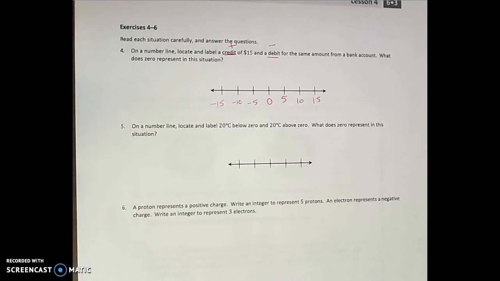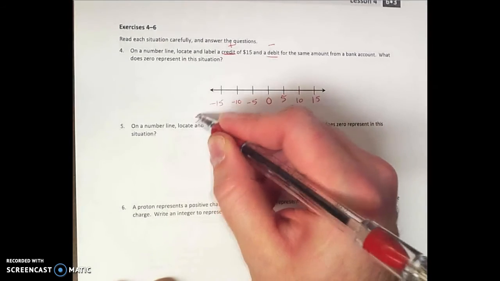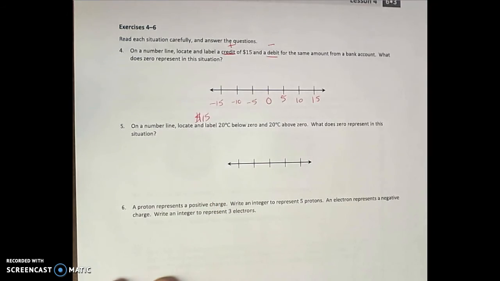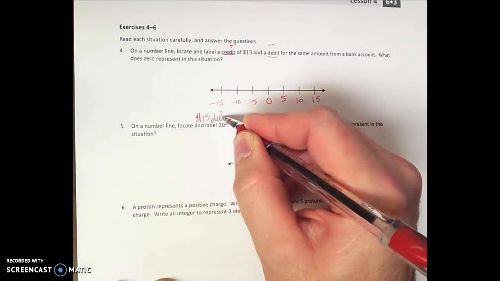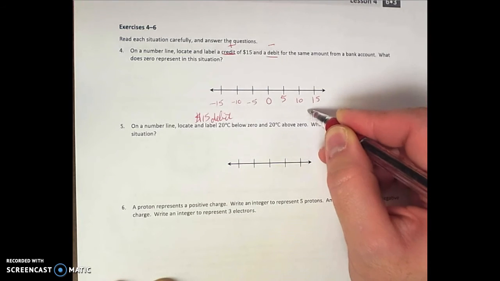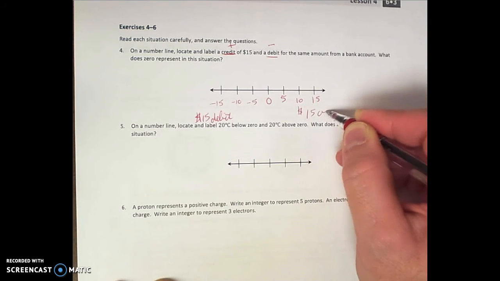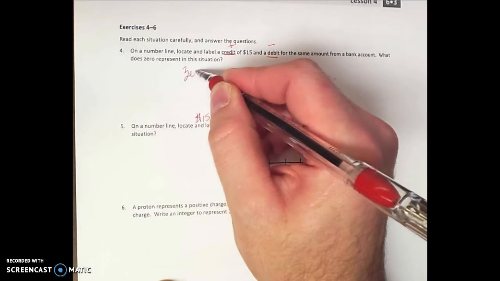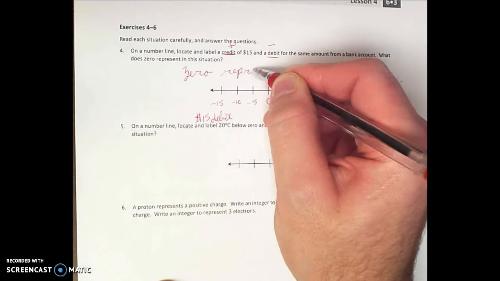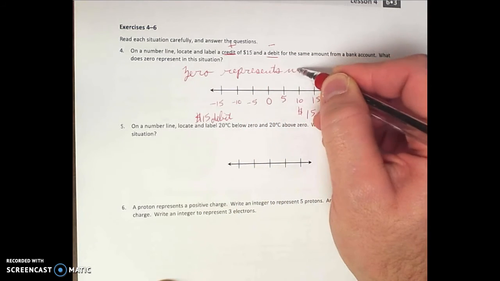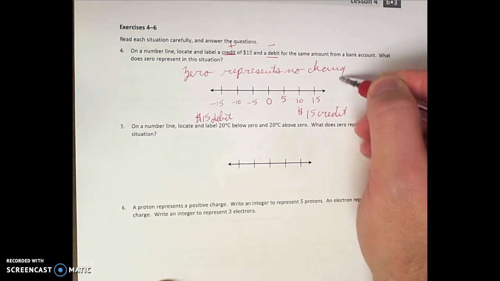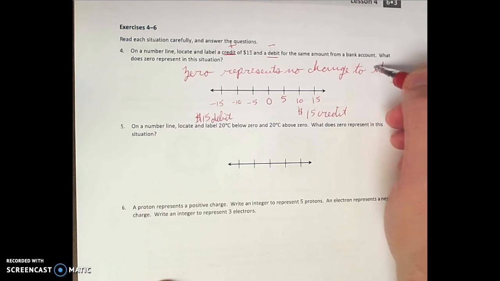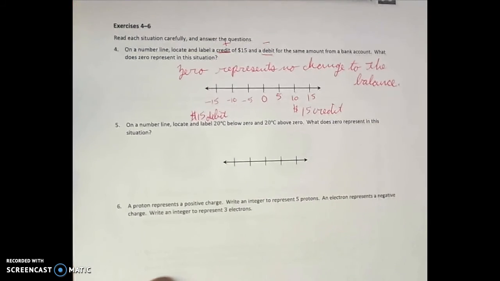Okay. So now -15 would be our $15 debit. And then +15 would be our $15 credit that's being added to our account. So now again, it's asking us what the 0 represents. Okay, so in this case, 0 represents no change. Okay, no change to the balance of our account.